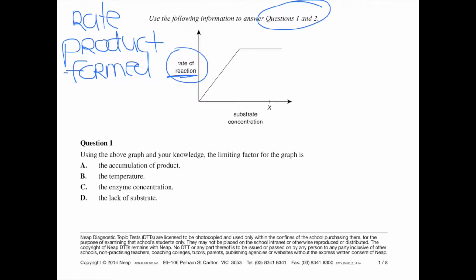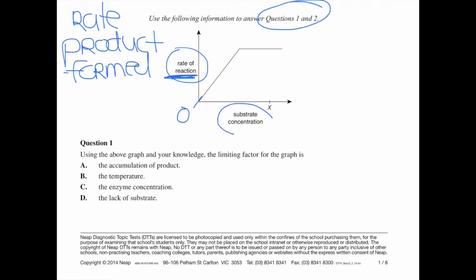When you have product here instead of rate of reaction, this line can't come back down to 0, unless that product is then being broken down and used by another reaction. But with rate of reaction, it definitely can come down to 0 because the reaction might stop. It might not be producing any more product. So that's a main point for you to really understand.